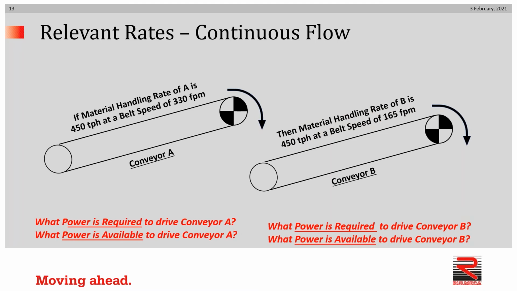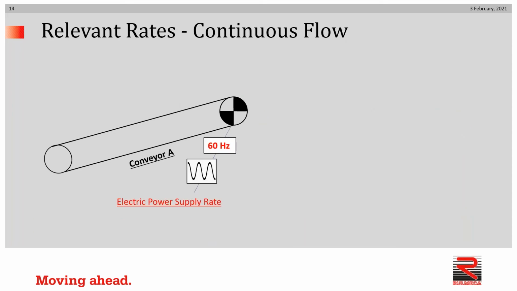The trick here is, how do we check the power required in the A example? How do we check power available in the A example? And how do we do those same checks with conveyor B? Well, let's look at A more carefully. Let's assume that this application is in Iowa and 460 volt, 3-phase, 60 hertz power supply is convenient and available. So we select that as our electric power supply rate, 60 hertz.